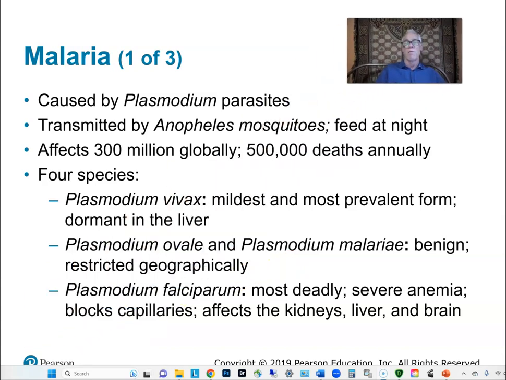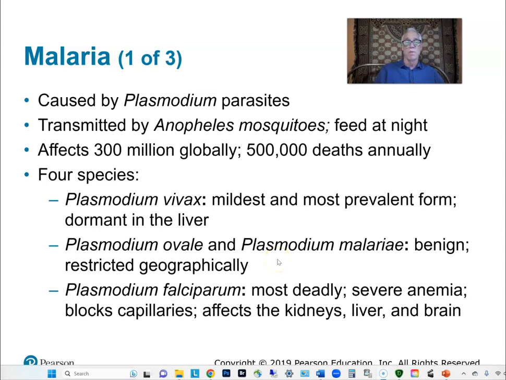Malaria, there's a bad one. Plasmodium are apicomplexan protozoa, and they are transmitted by Anopheles mosquitoes, which feed at night, and cause something like 500,000 deaths annually. This is a fairly major problem. It's a neglected disease. There are multiple species. The worst one is Plasmodium falciparum, which causes the most deadly and severe form of malaria.